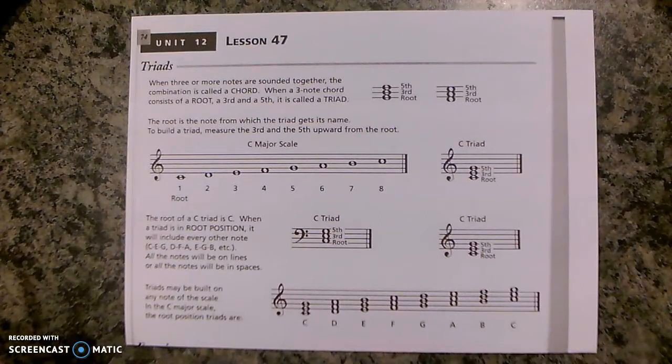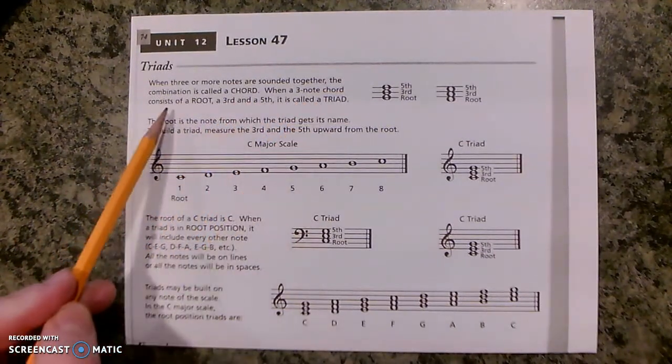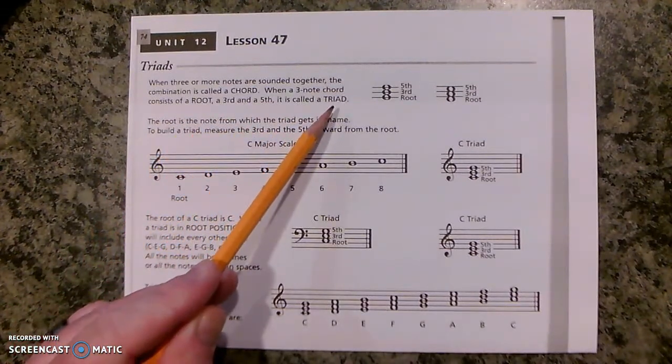Today is lesson 47 of unit 12. We're going to talk about triads. When three or more notes are sounded together, the combination is called a chord. When a three-note chord consists of a root, a third, and a fifth, it is called a triad.